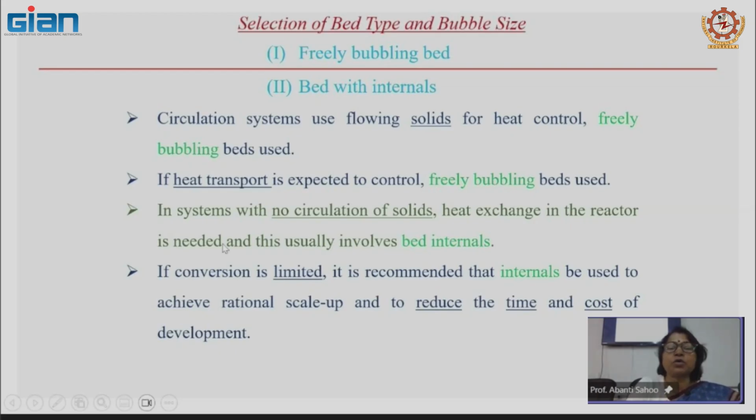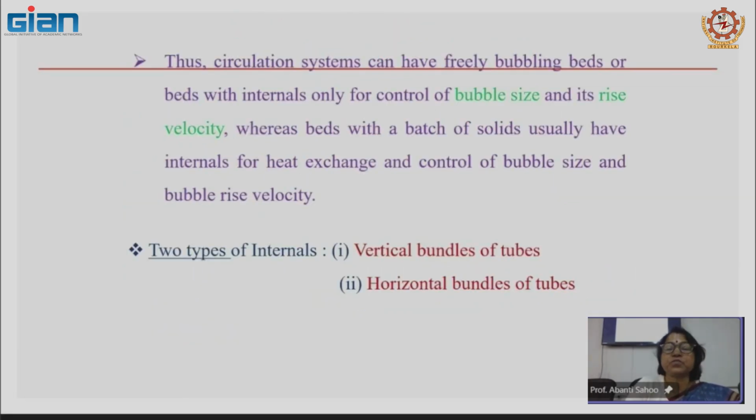And also, what happens to conversion with the internals? Conversion is limited, and it is recommended that internals be used to achieve rational scale up: up to what level scale up is required, and how to reduce the time and cost of the development. Based on that, we may select the internals. So, for vertical internals, vertical tube bundles may be used, and for horizontal internals, horizontal bundles of tubes may be used. When the internals are there, suppose a bubble moves in the vertical direction; if you use horizontal bundles, the bubbles will break, and thus the vertical movement will be restricted.